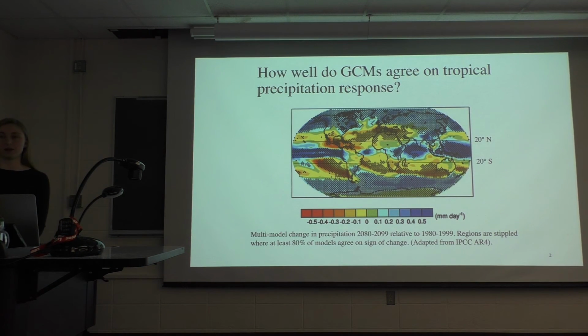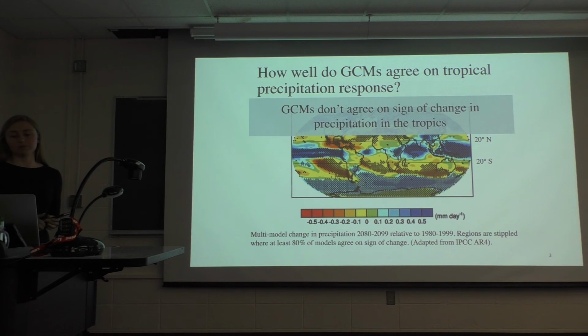So I want to motivate this by talking about how GCMs do at simulating the response of precipitation to climate change. This is a figure from an IPCC report, and it's showing the response of precipitation to climate change globally. And where there's stippling indicates some degree of agreement across the GCMs. And we can see in the tropics, which are banded off here, 20 south and 20 north, that's the region I'm going to talk about today. We can see that there's not a lot of stippling in that region, which indicates that the models aren't doing a very good job of agreeing on the precipitation response in that region.